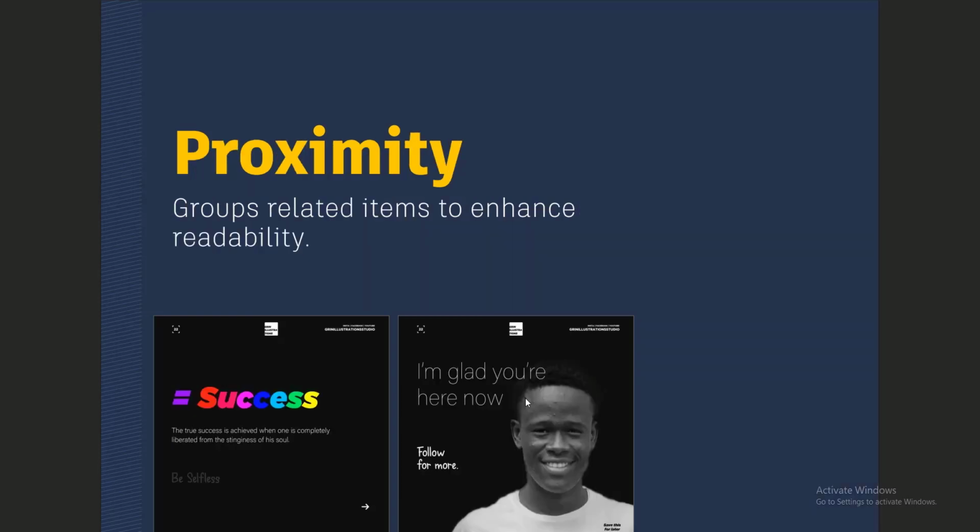The last part is something known as what? Proximity. Proximity basically helps you to group related items to enhance readability. That English is too much for me. Proximity. Basically, it means you putting together related items.